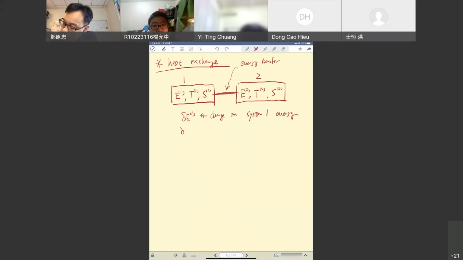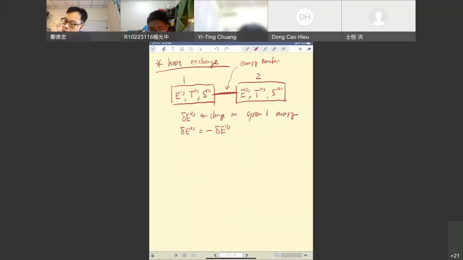And we can also define the change in system 2 energy. But from this scenario, we know that the total system only contains system 1 and system 2. There is nothing else. So energy conservation requires that delta E2 must be minus delta E1. So the amount of energy exchange between these two is the same. It's only the directionality that is different.